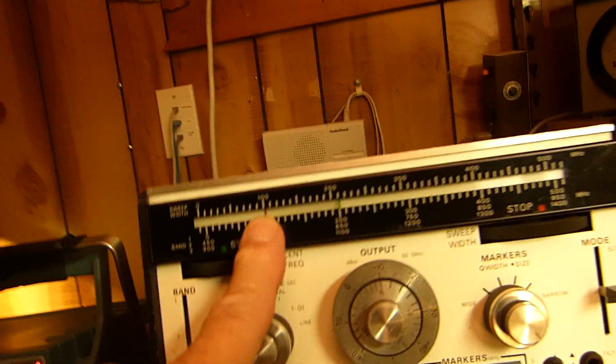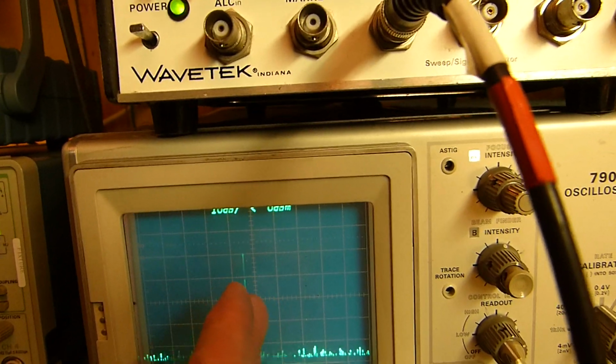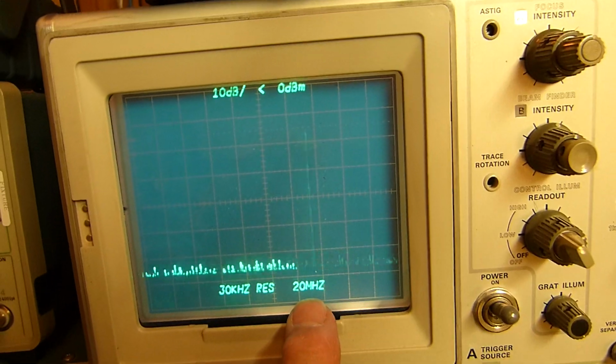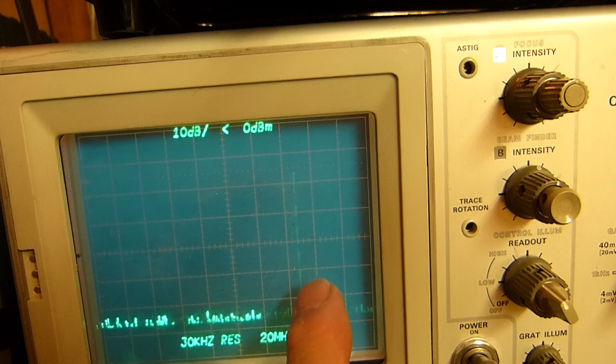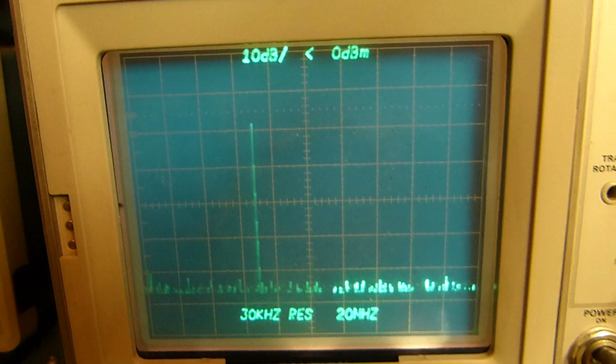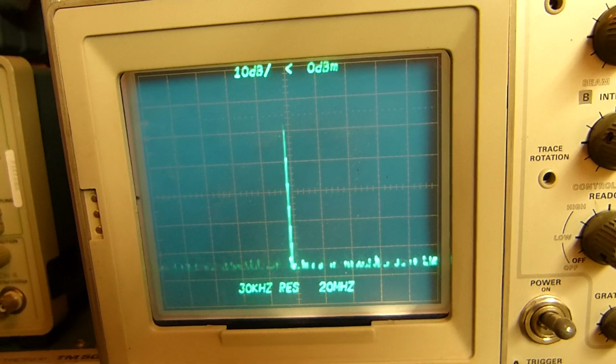Well, I didn't know when I first hooked it up what that meant, but 100 megahertz means 100 megahertz total, so it means 50 megahertz below and 50 megahertz above the center frequency. And as you can see, I'm scanning at 20 megahertz per division, so it's going to change right there. Back over to there. It's great. It works down at HF.